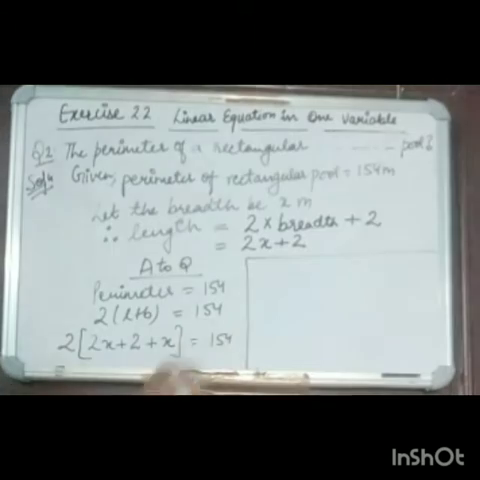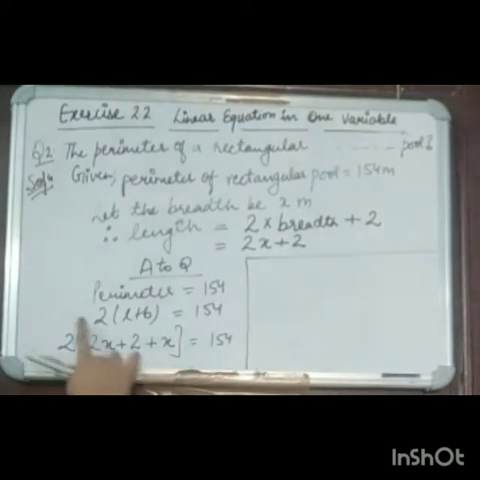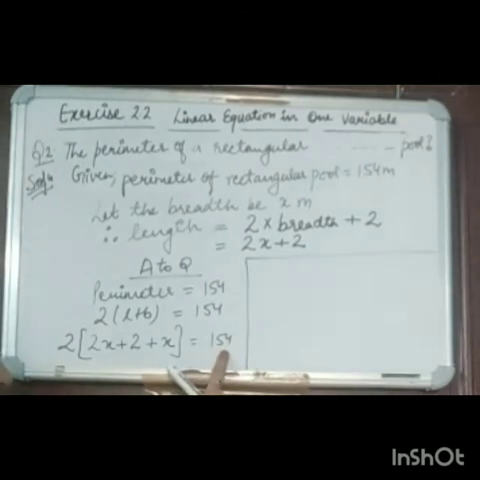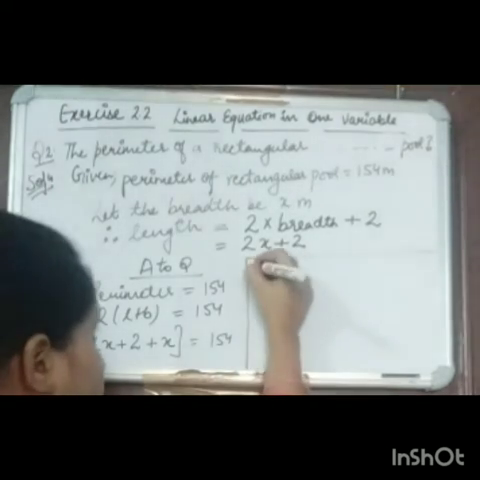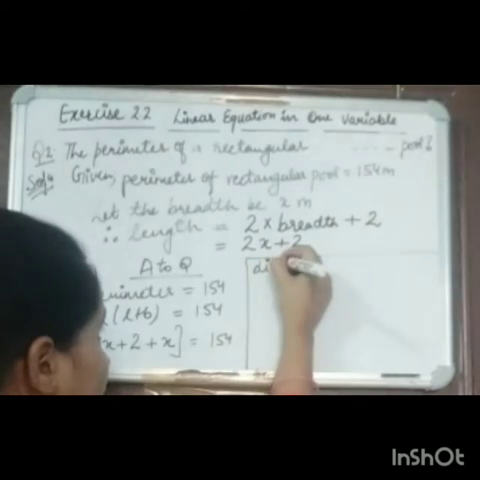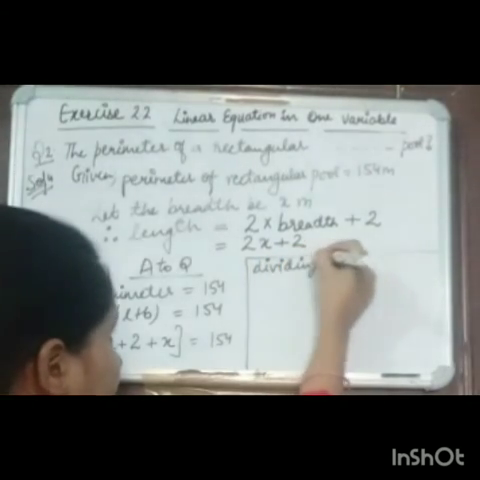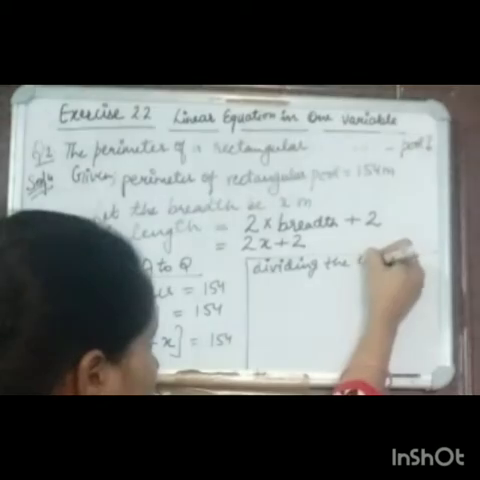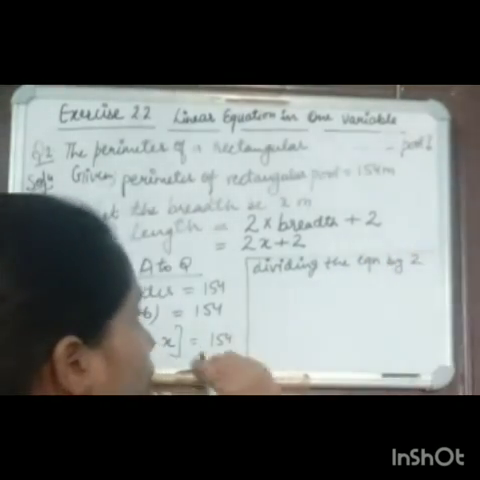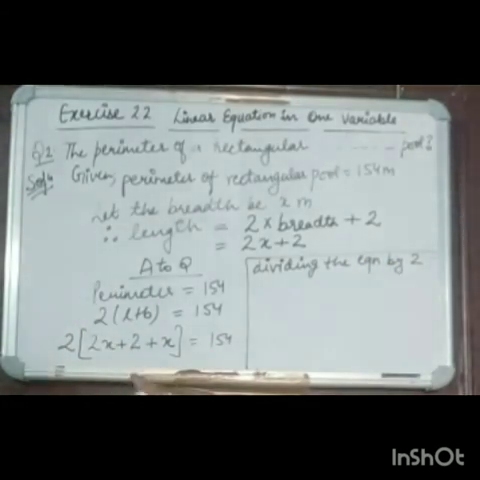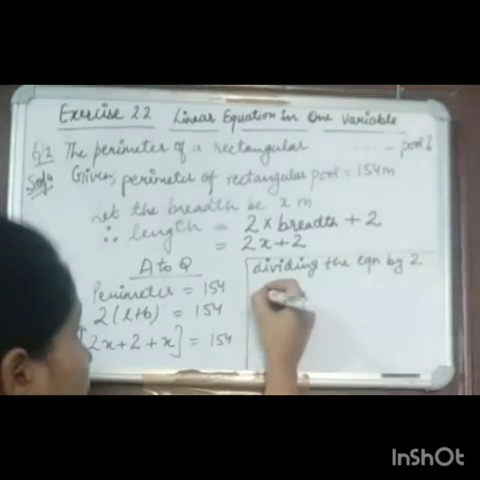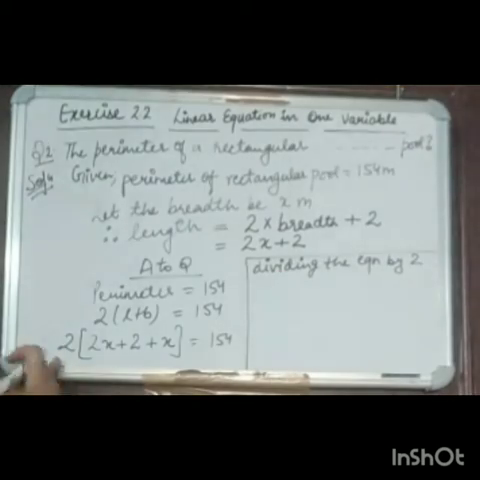Now see what we can do. One more thing: this bracket has a 2 outside the whole, and the right side can also be divided by 2. So we will divide the whole equation by 2. Here we will write, dividing the equation by 2. It means LHS and RHS both, we will work on both sides. If we divide by 2, this 2 will vanish.